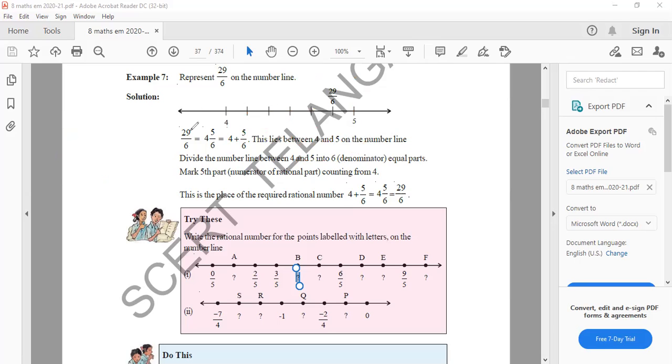Can I explain once again? 29 by 9, you do it as a mixed fraction. You take the reference as 5 by 6. The number will come after 4. This is 4, this is 5, you write 4 to 5, and in between it will come.